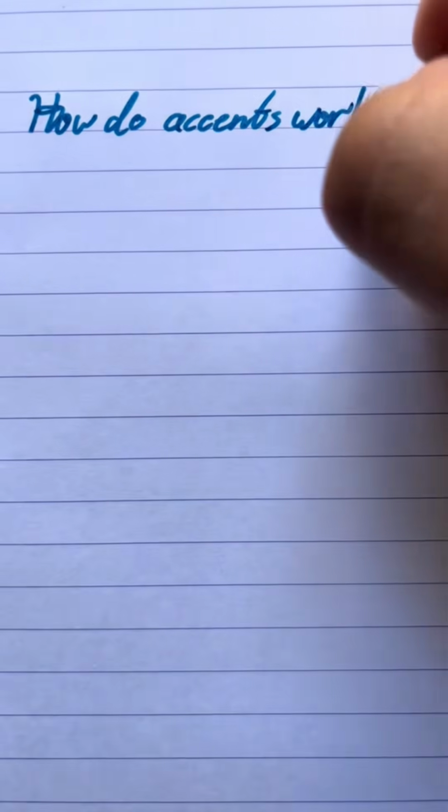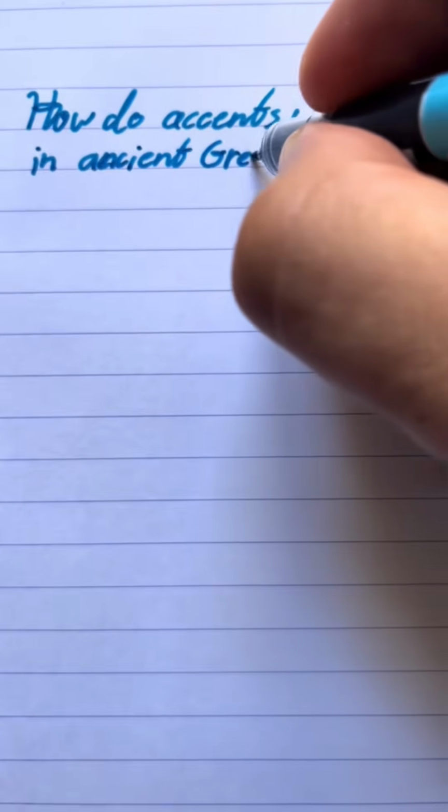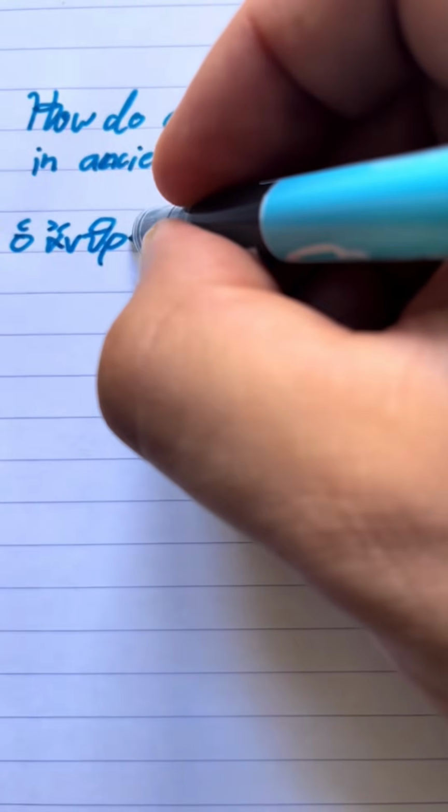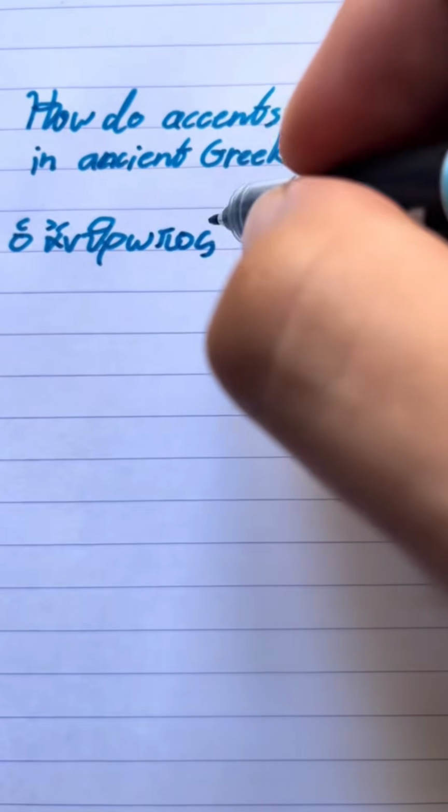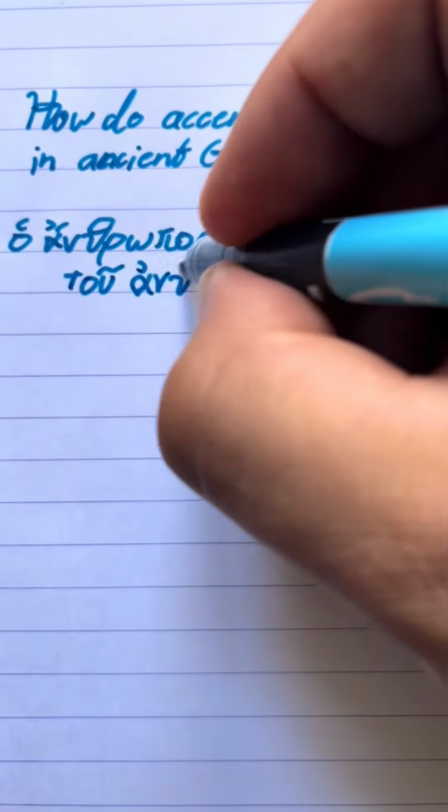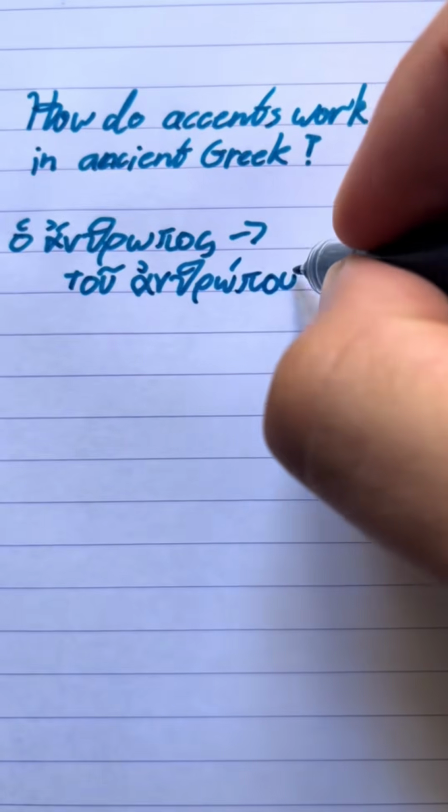One of the most important parts about learning ancient Greek is understanding accent placement and how to do it. There are lots of long written explanations, but I found the simplest way was to have it shown to me. So here's one example using the word ho anthropos, which means man. In the genitive, it turns to tu anthropou. Why does it do that?